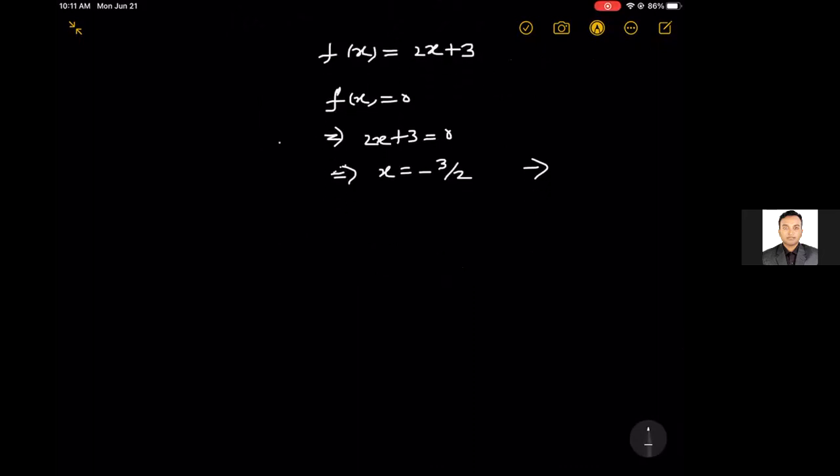And if you set x equals 0, it means f of 0, which is 2 times 0 plus 3, this will be your y-intercept. Okay? And knowing these points will be really helpful because we will know where it will cross the axis, right?